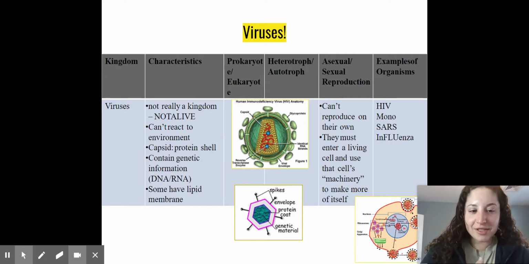Some examples are HIV, mono or mononucleosis. This is known as the kissing disease. It's transferred through saliva, and it makes you really, really tired. There was SARS, which is another version of COVID. Of course, COVID-19, and then the influenza virus is your common flu. So that's a quick recap of viruses.